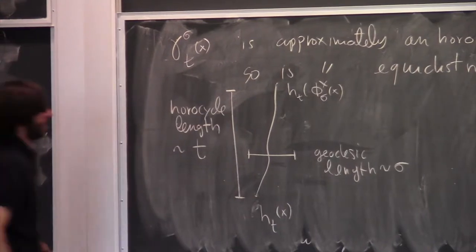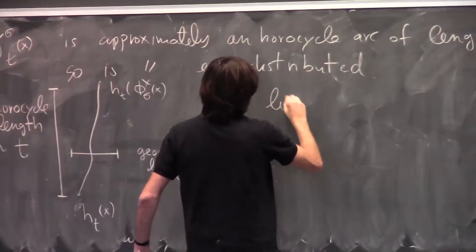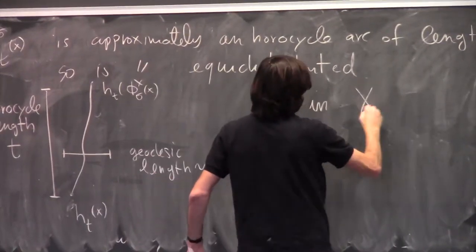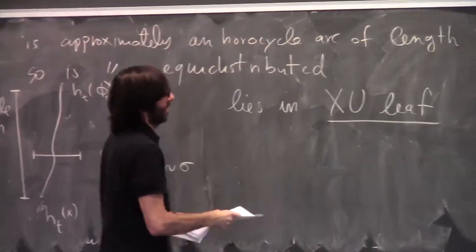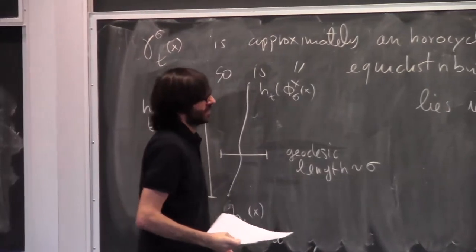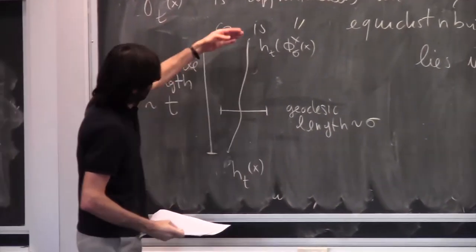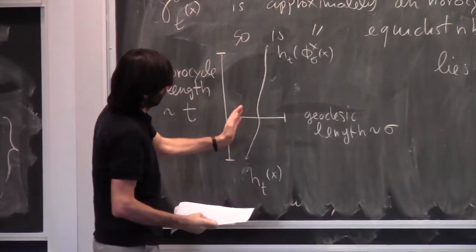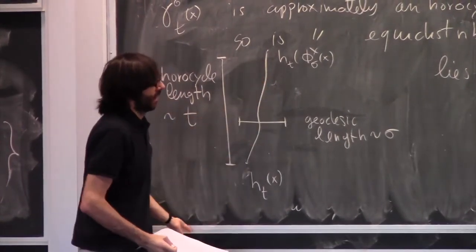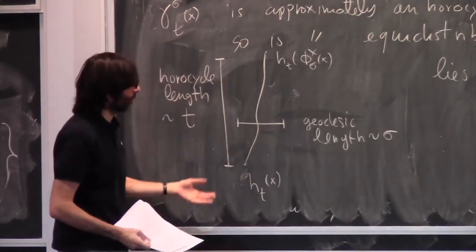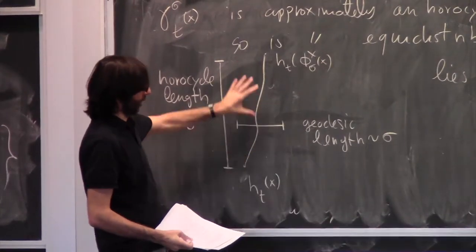Yeah. Oh, thank you. So it lies in the XU leaf. In the stable or unstable, right? In binary leaf, so it doesn't get out of that. And so now it's not quite exactly in a horocycle, but it's not far from it. And one can actually compute exact formulas for this curve.